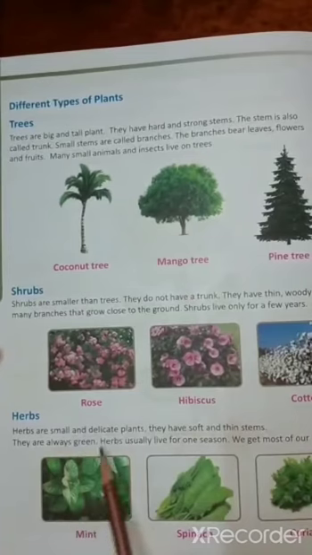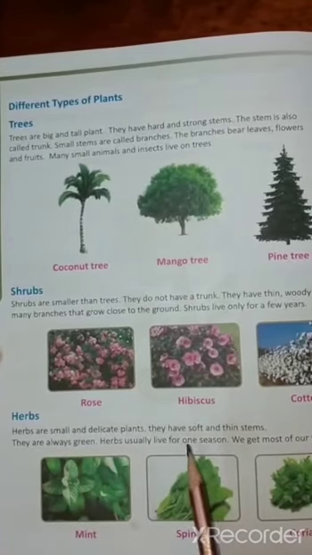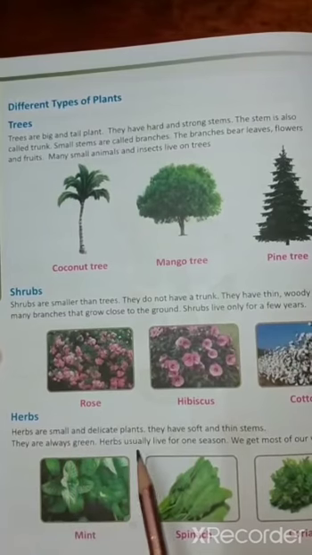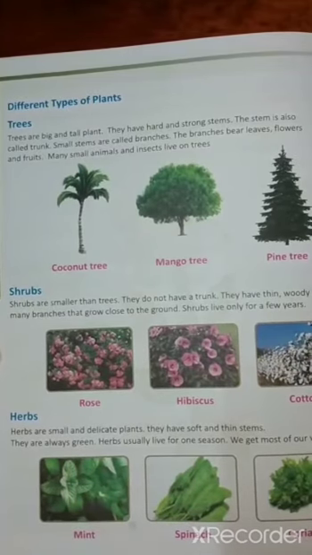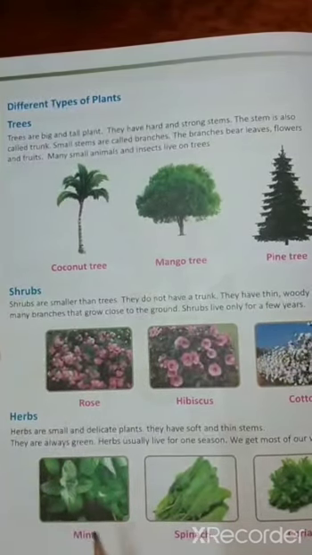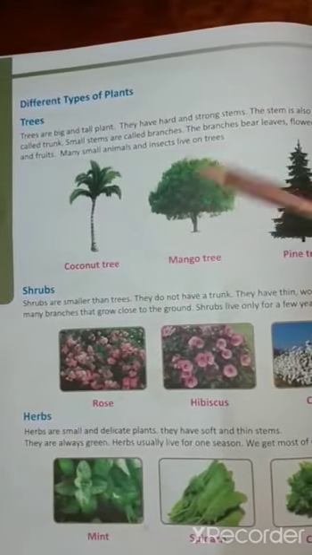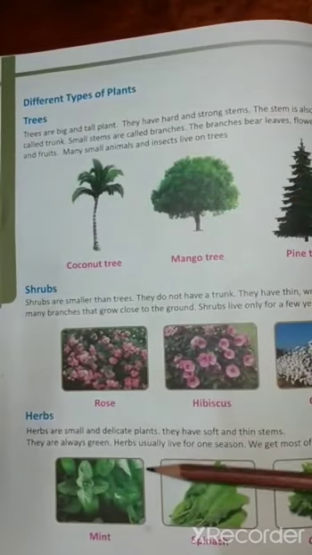And herbs are the delicate plants. They have soft and thin stems. They are green in color. Herbs usually live for one season, and we get most of our vegetables from the herbs. So now you understand the difference between trees, shrubs and herbs.